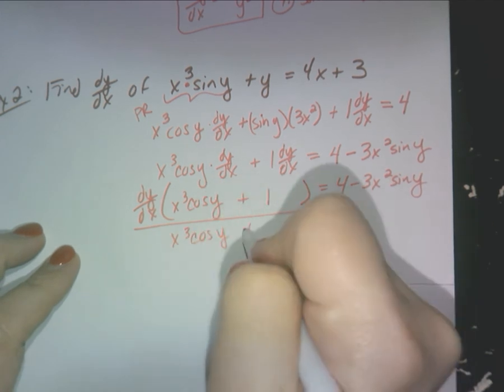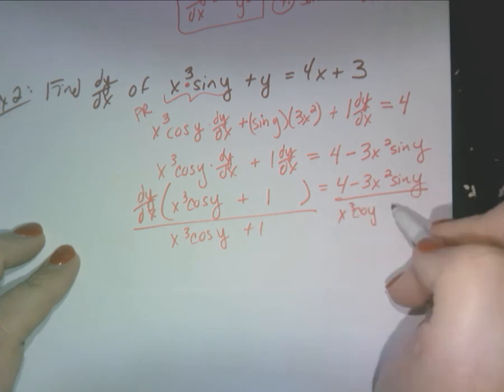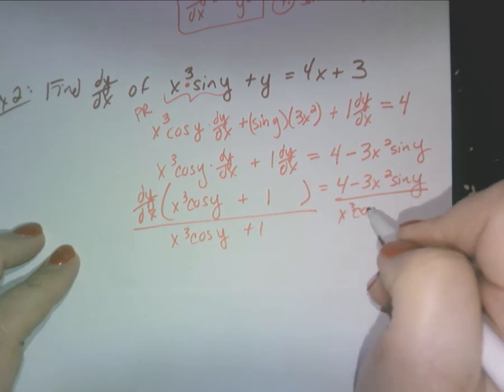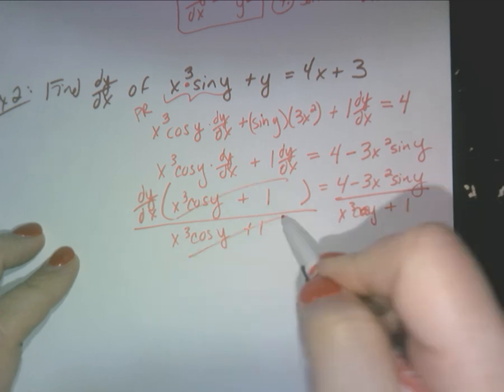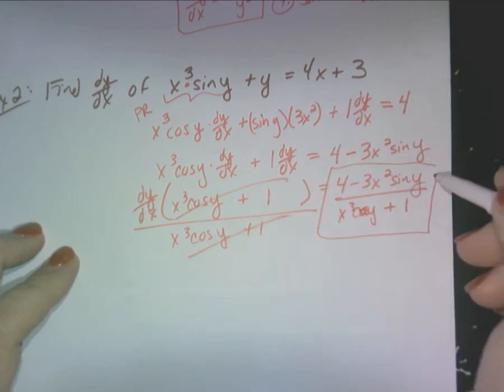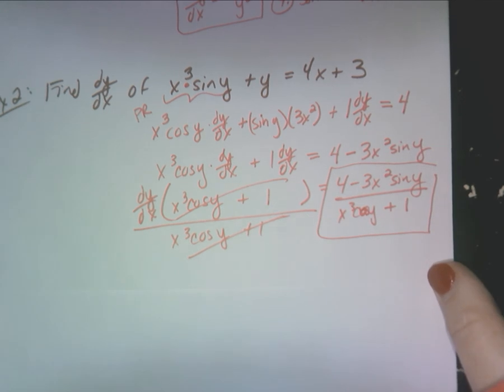This is very nasty looking. X cubed cosine y plus 1. And that is the derivative. So if they gave you an x and a y point, you would plug it in here to find the slope value. How do you feel?